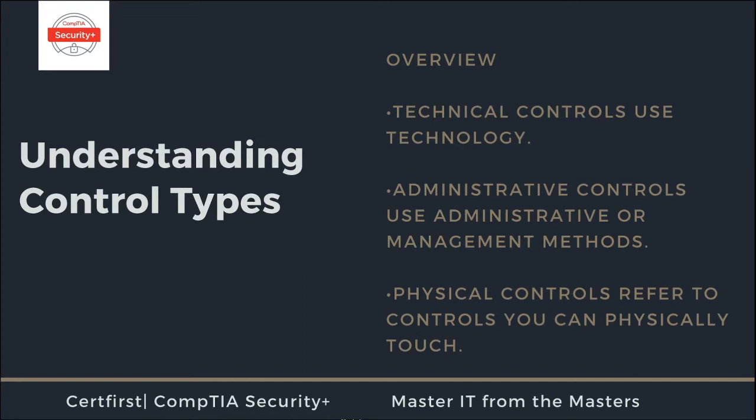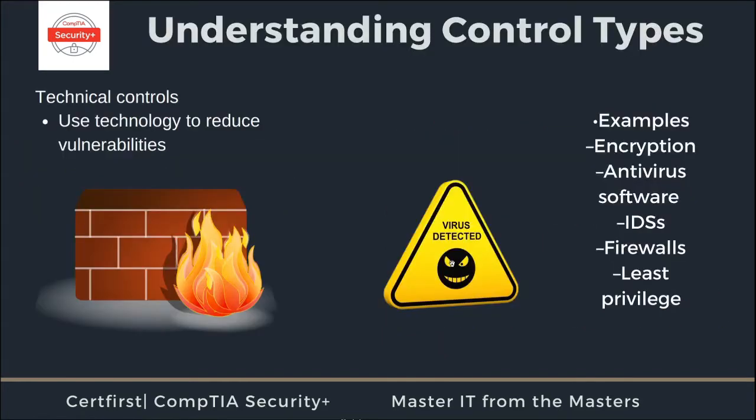So technical controls use the word technology. So things like firewalls, ACLs, and then administrative controls, they will be things like policies, security policies more specifically. And lastly, we have the physical controls, which is anything you can physically touch, like barriers, fences, and whatnot.